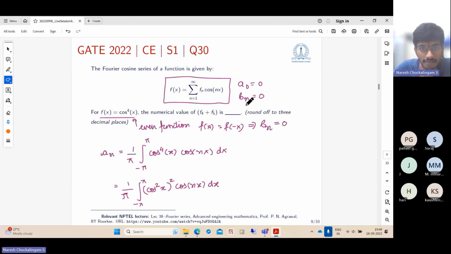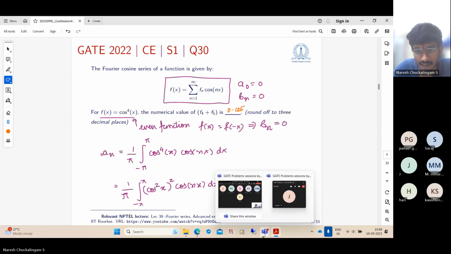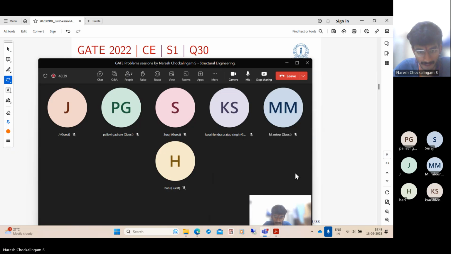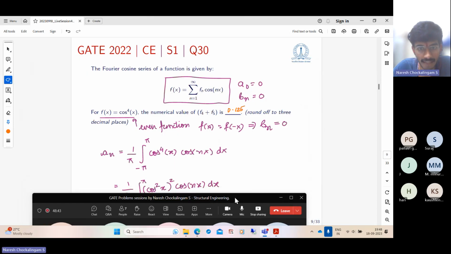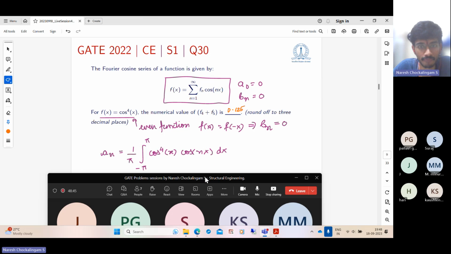So the correct answer to this question, the numerical value of F4 plus F5 rounded off to 3 decimal places, is 0.125. Any doubts? Is that clear? This problem, I hope, is it clear?